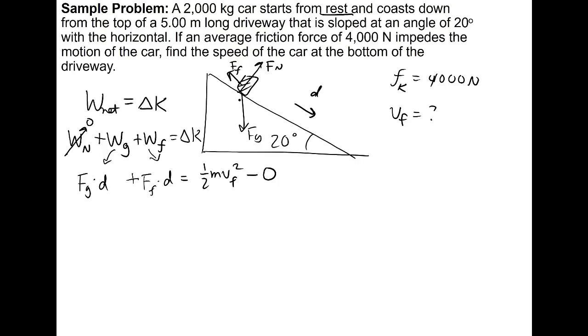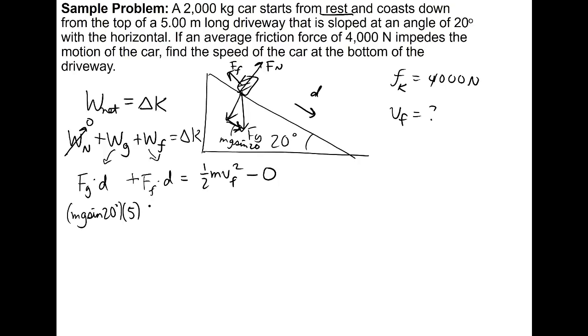Okay, so for the force of gravity down the incline, we can split things up, and this is going to be mg sine 20 going down the incline. And the distance is 5. Since we've made the force of gravity parallel to the incline, that's parallel to D, so we don't need to take a dot product. And it turns out that F_G perpendicular won't do any work.